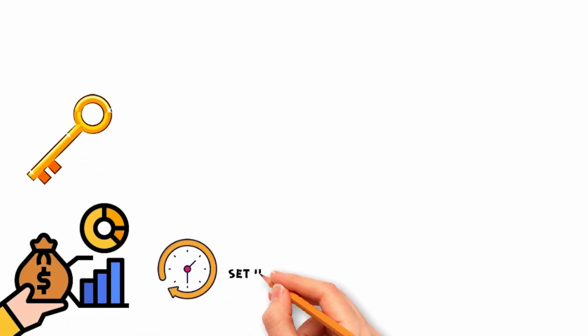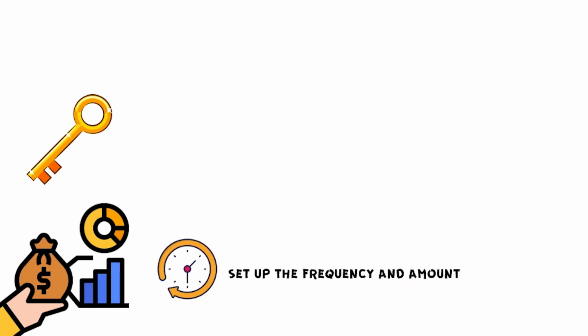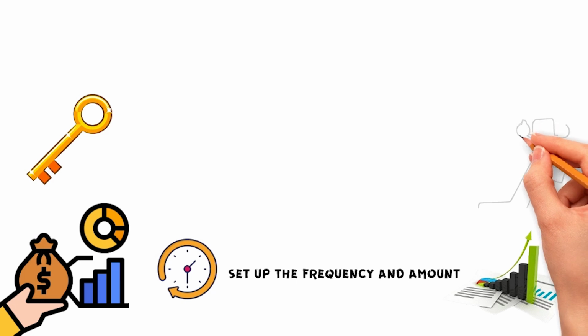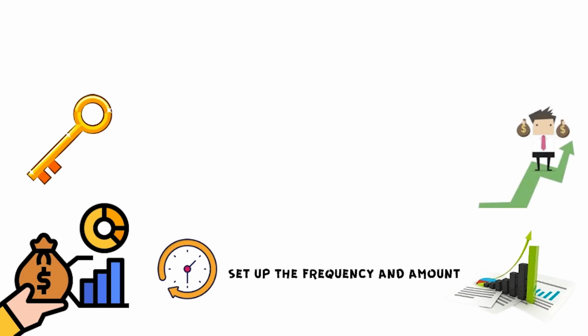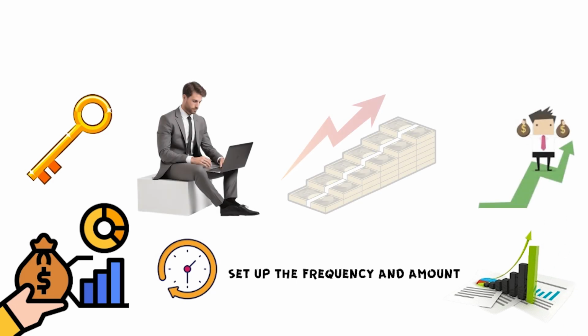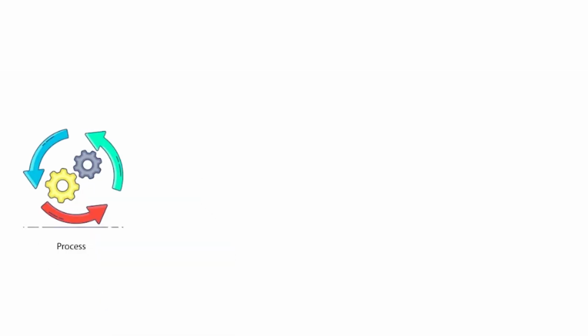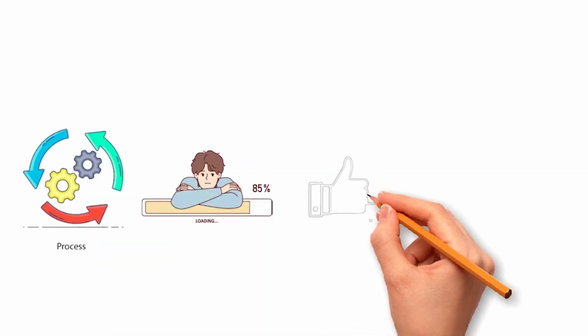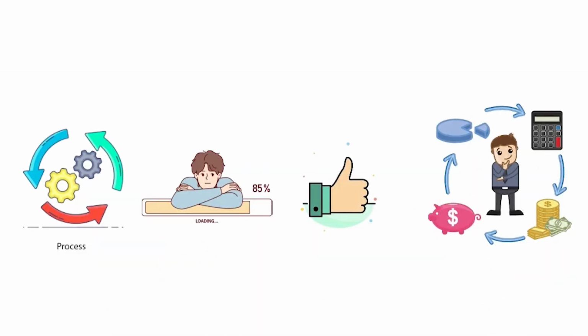Last but not least, set up the frequency and amount you would like to invest on the brokerage account. You may increase the contribution as your income grows. Now, you can sit back and see your money grow. This process is very boring, but it is the most effective way for regular people to invest.